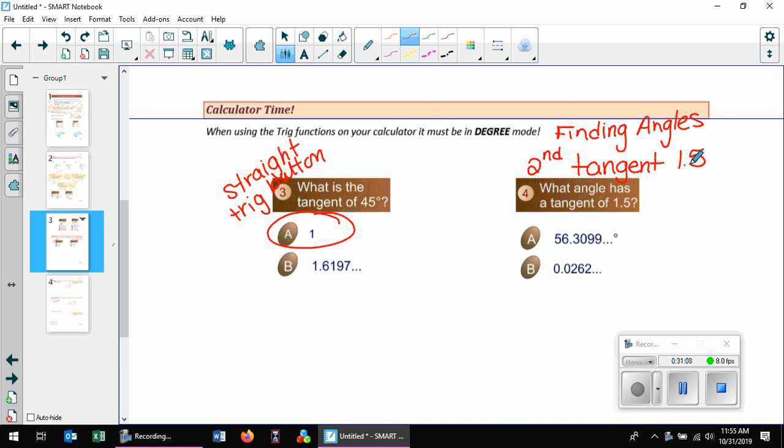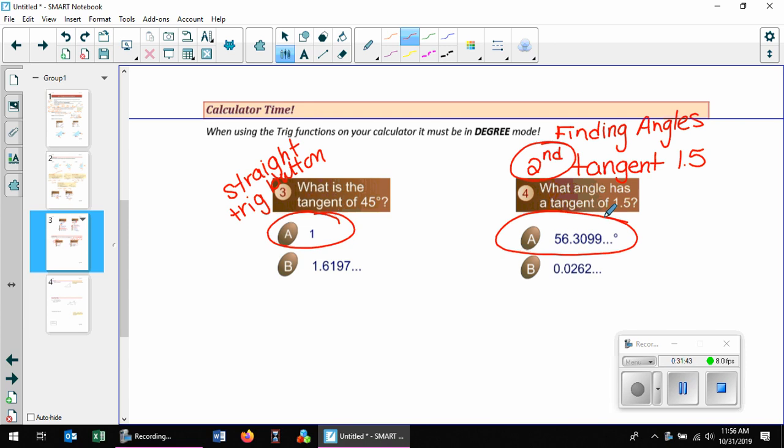Ladies and gentlemen, if you put tan of 1.5 in your calculator, you're going to get this. That is incorrect. If you are solving for an angle, you have to use the second function tangent, or also a shift tangent. So I go second function tangent 1.5 and hit enter. This is the correct answer.